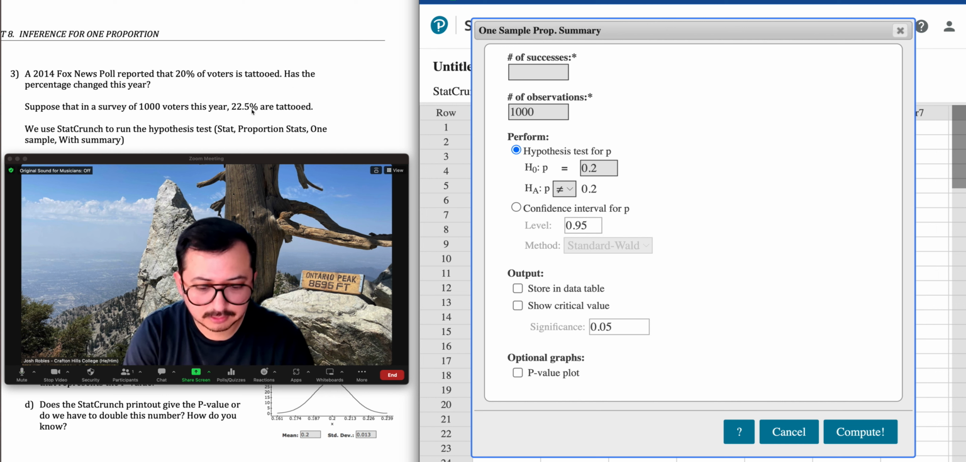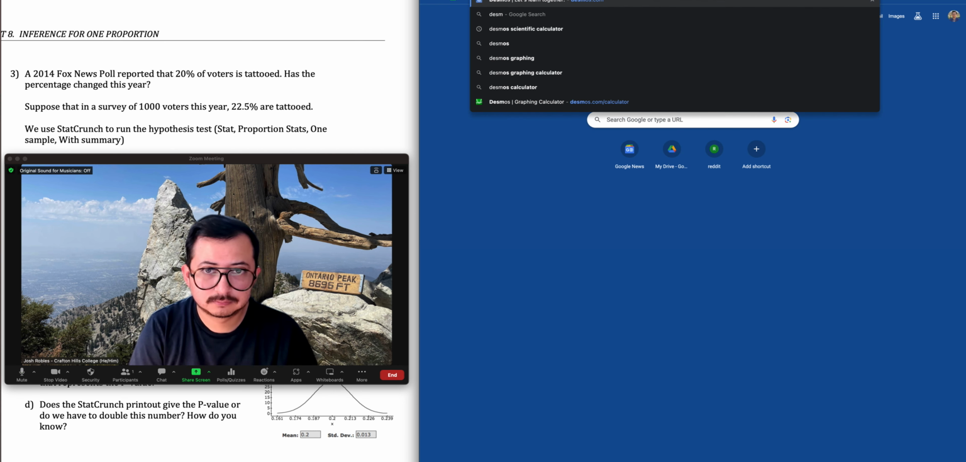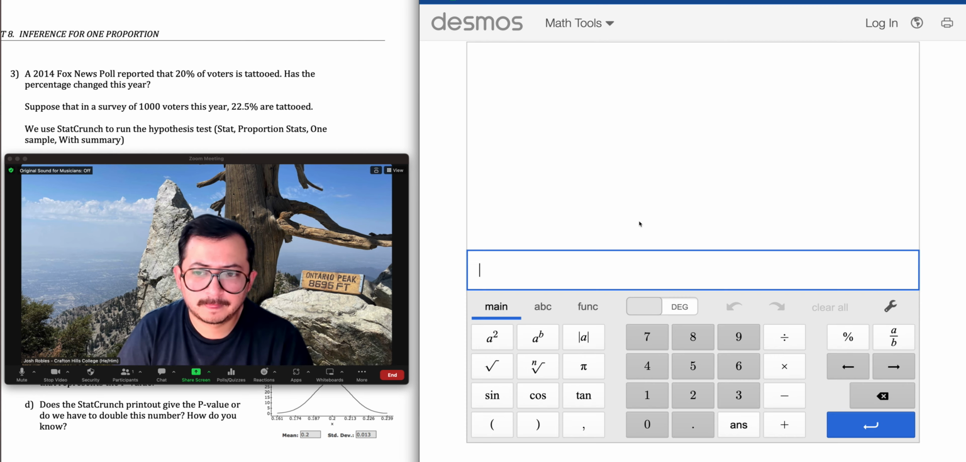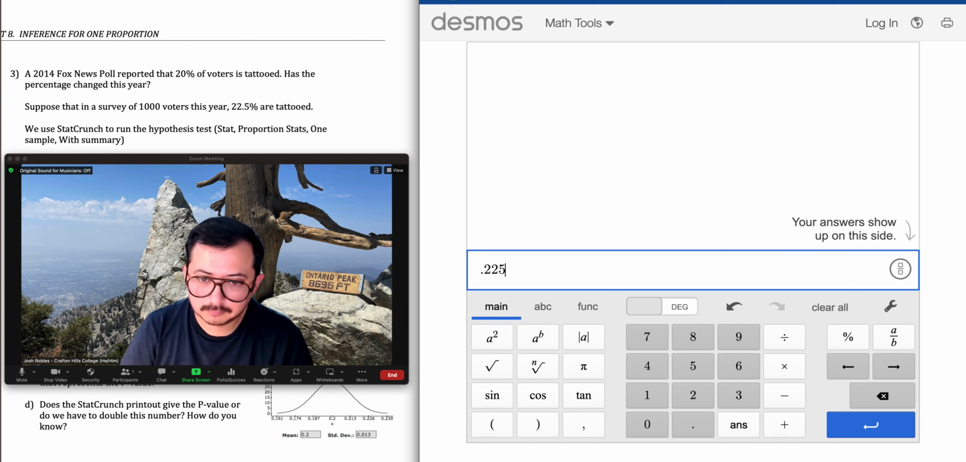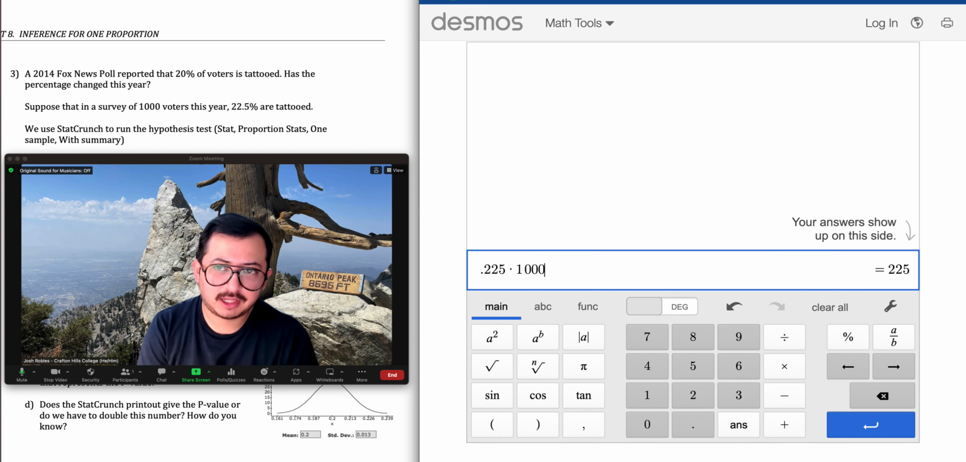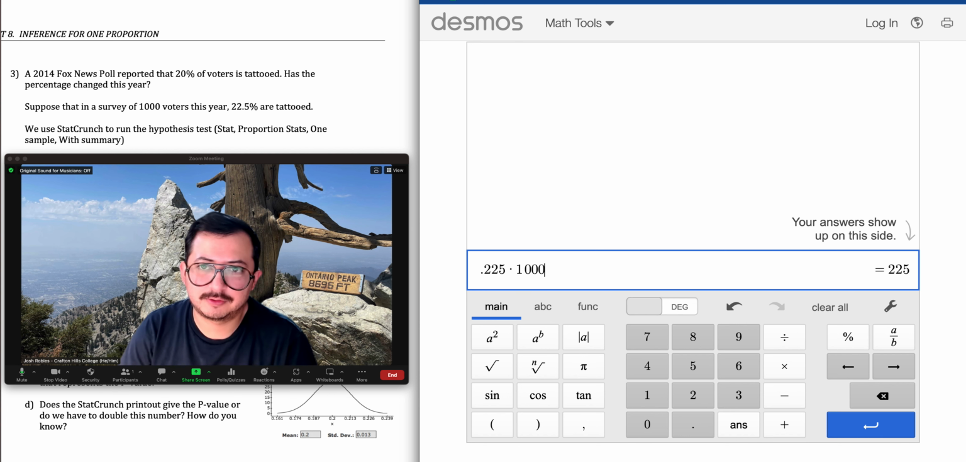So take 22.5%, this is p hat, and multiply it by the 1,000. You're finding 22.5% of 1,000, which means multiply in math. 22.5% of 1,000 is 225.